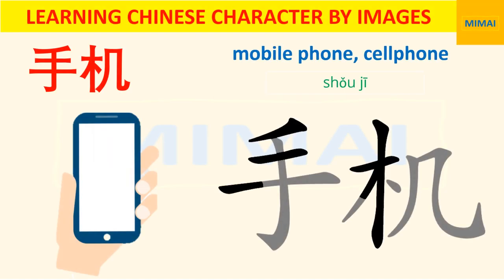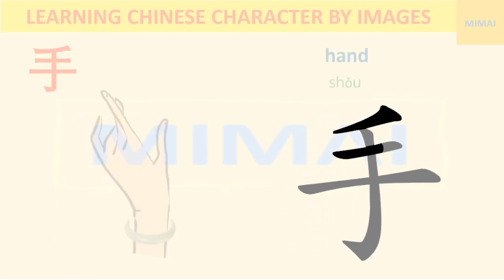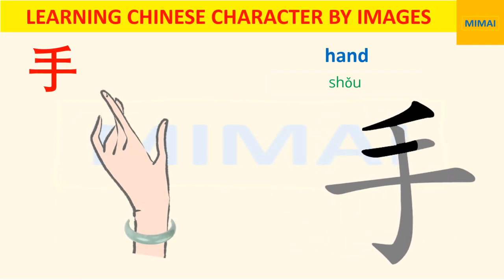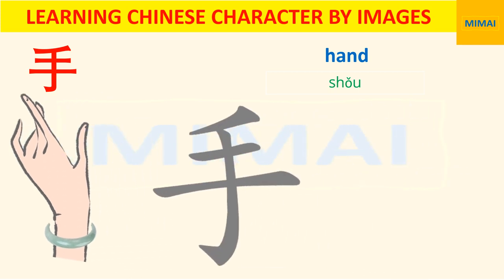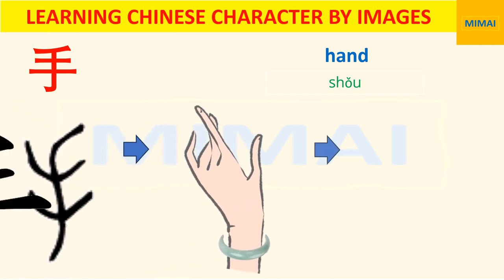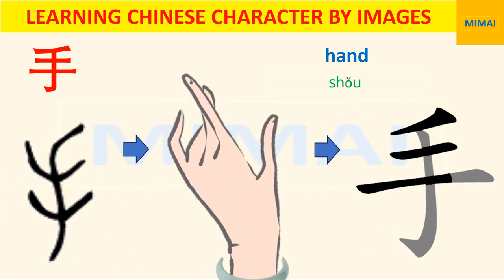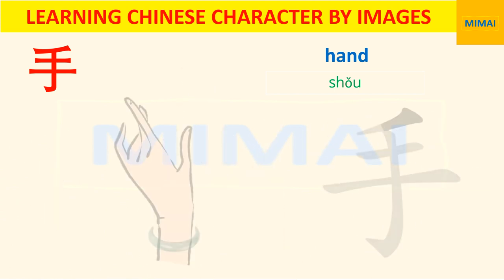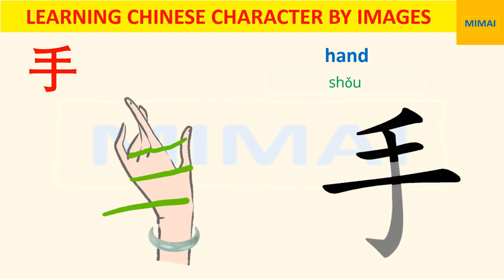1. Mobile phone, cell phone. 手机. Hand. 手. This character looks like a hand with the bracelet, rising up. It is drawn with two short horizontal lines representing the hand, one long horizontal line for the bracelet, and one long vertical line, curved at the bottom, to represent the hand.